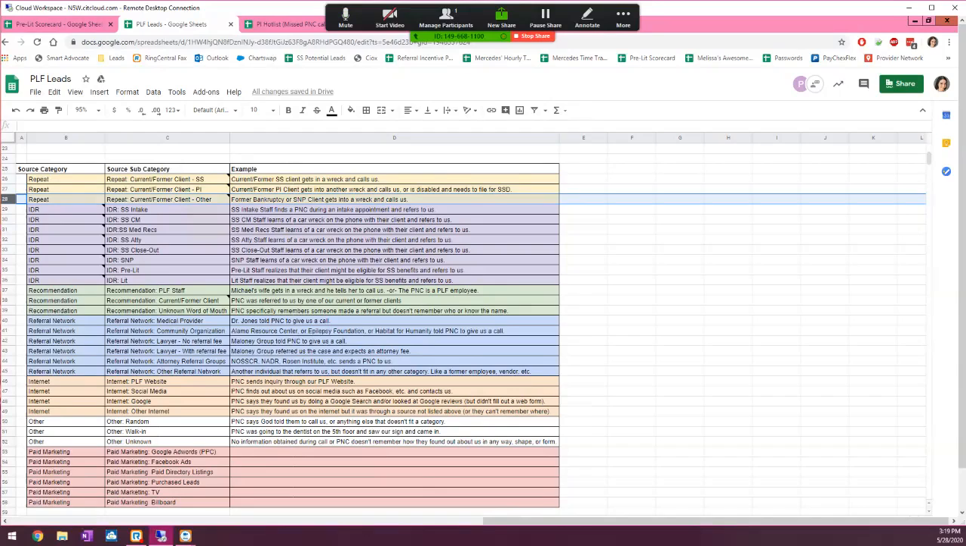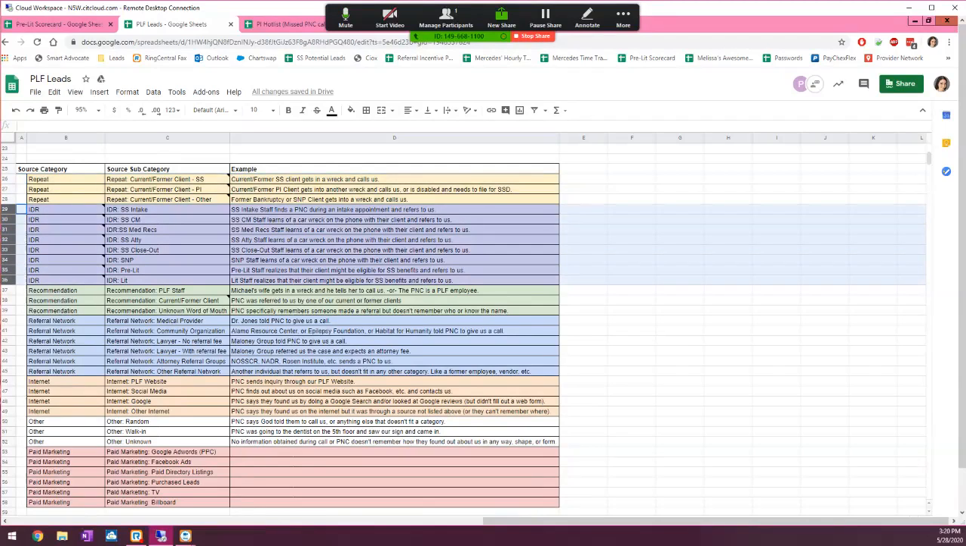Then last, we've got repeat current former client other. So this would be if we represented the client for a bankruptcy case, or say they're one of our current special needs planning clients and they get into a wreck and then they refer themselves over to our personal injury department. So all of these repeats are basically the client or the lead in this situation is already or was already represented by the Packard Law Firm for another claim, and they called us back again because they know that we also handle various other legal services.